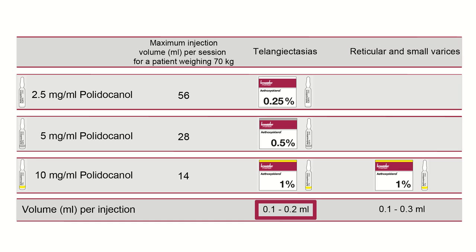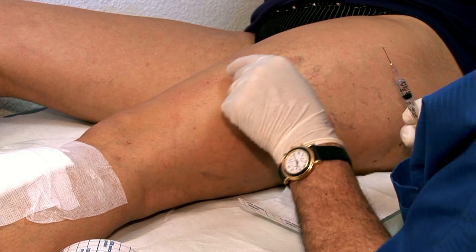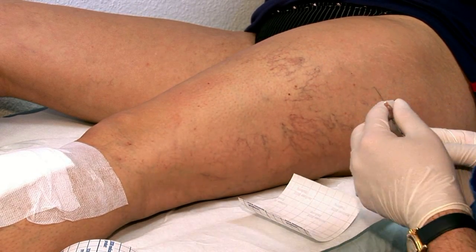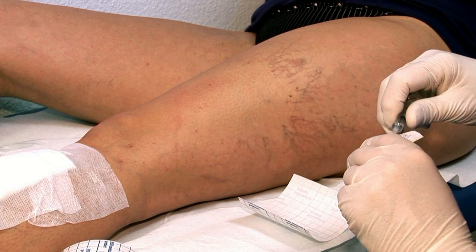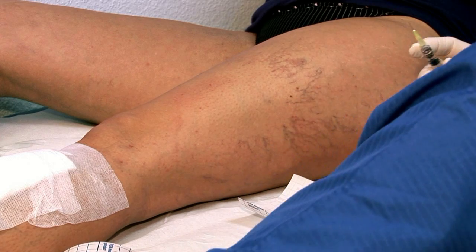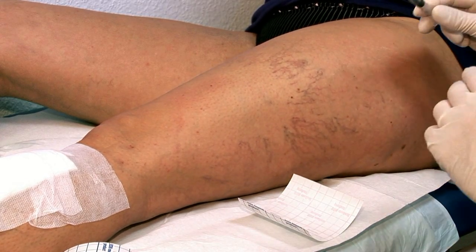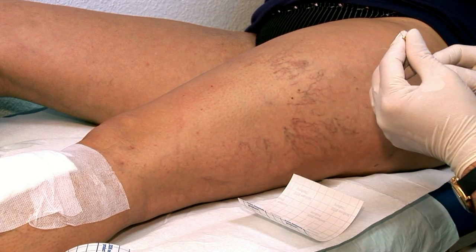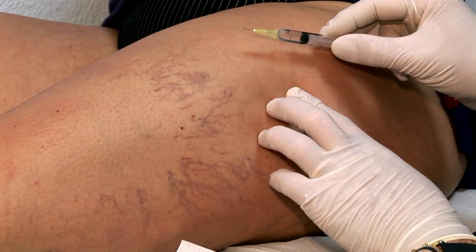For telangiectasias, 0.1 to 0.2 milliliters per injection is administered. For reticular varicose veins, up to 0.3 milliliters. All injections must be given intravenously. Per session, a total dose of 2 mg polidocanol per kilogram body weight should not be exceeded. Several small doses should be injected at various sites. The veins are punctured with a fine cannula mounted on the syringe, and the sclerosing agent is injected. 27 to 30 gauge cannulas are generally used for telangiectasias, and 25 to 27 gauge cannulas for reticular varicose veins.